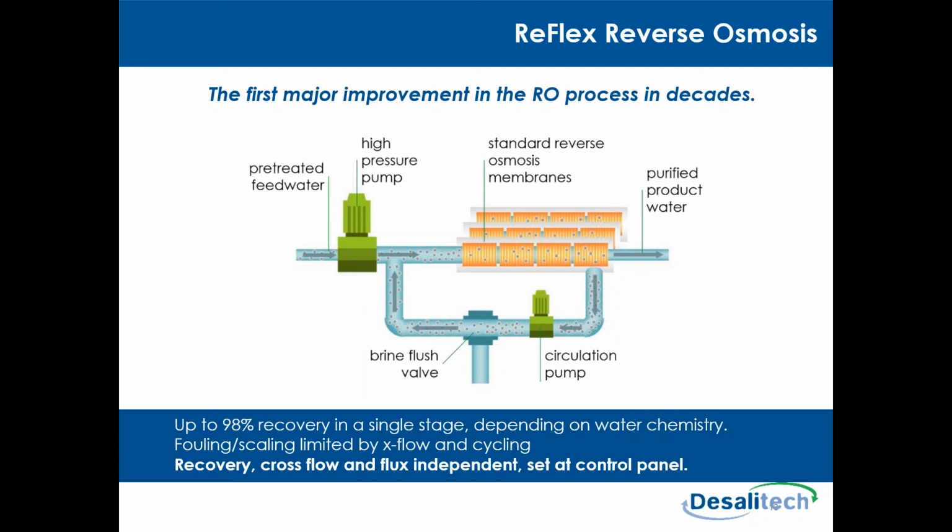recovery, crossflow, and flux are independent. They can each be set at the control panel independently of the other. So you change recovery by changing when the brine valve opens. You change crossflow by changing the speed of the circulation pump. And you can change flux by changing the speed of the high pressure pump.